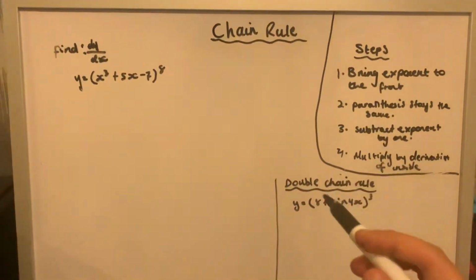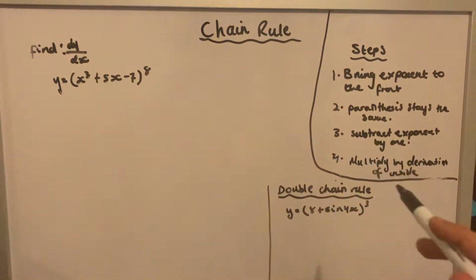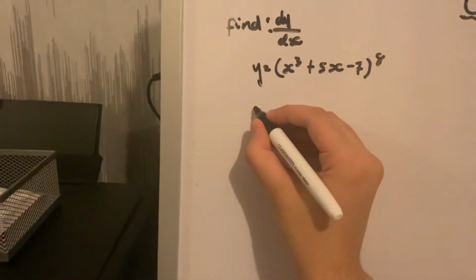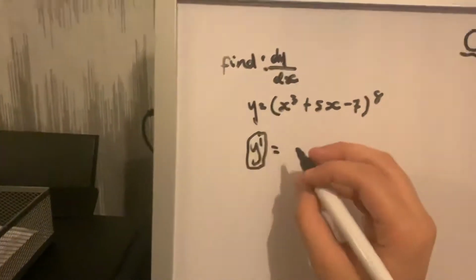Hey guys, today we'll be going over the chain rule and how the chain rule will be applied. We'll be using these steps to find the chain rule. So let's look at this first equation. Let's find dy/dx. This can also be expressed as a derivative, to find the derivative.